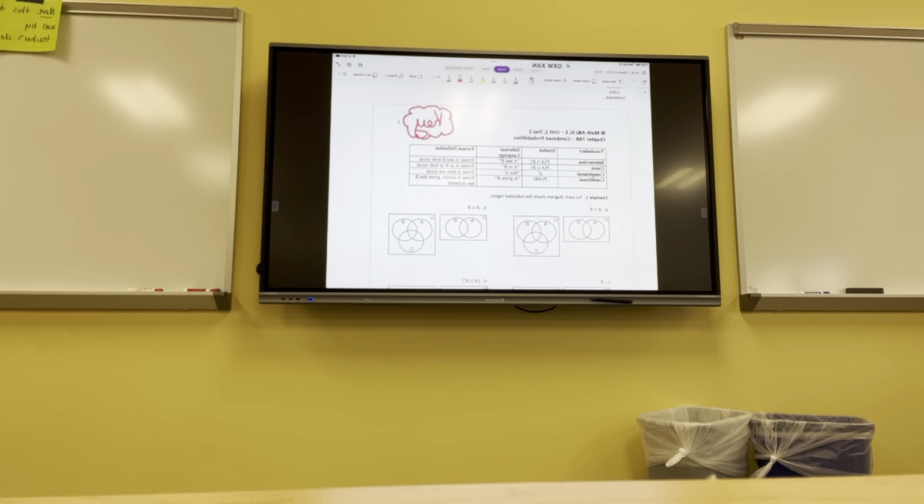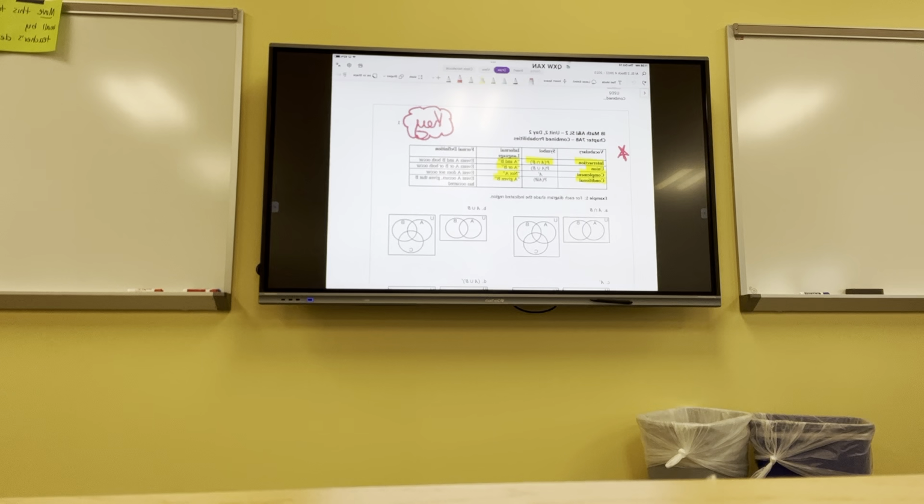Intersection, denoted by the symbol ∩. A ∩ B means A and B. Union means A or B. Complement means not A. And conditional means A given B. All right, so these are the formal definitions. This will be super important.